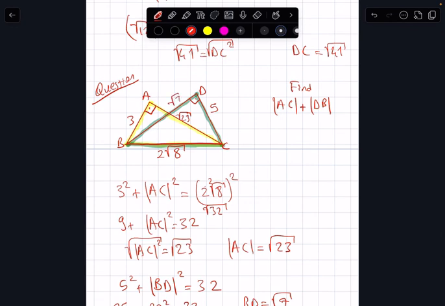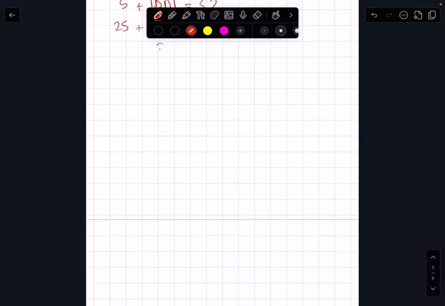Square root 7. And the total would be AC plus BD, square root 23 plus square root 7. You can calculate it if you like. Okay, now let's talk about some well-known triangles. Special triangles. Okay. First one.